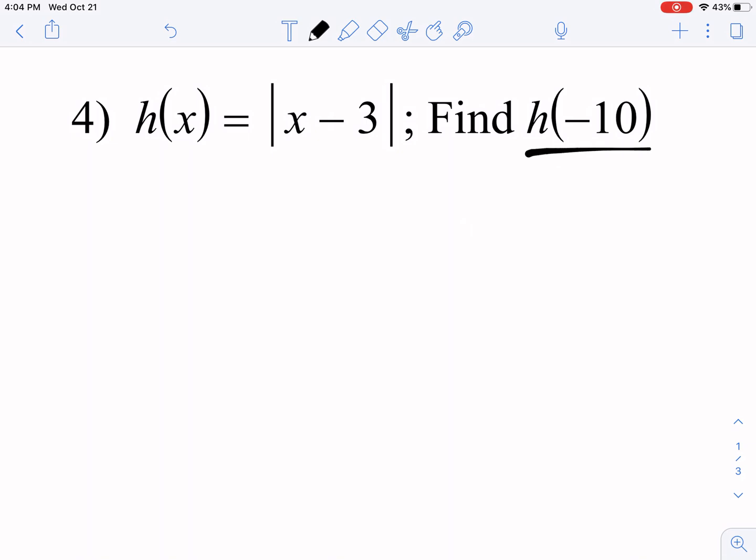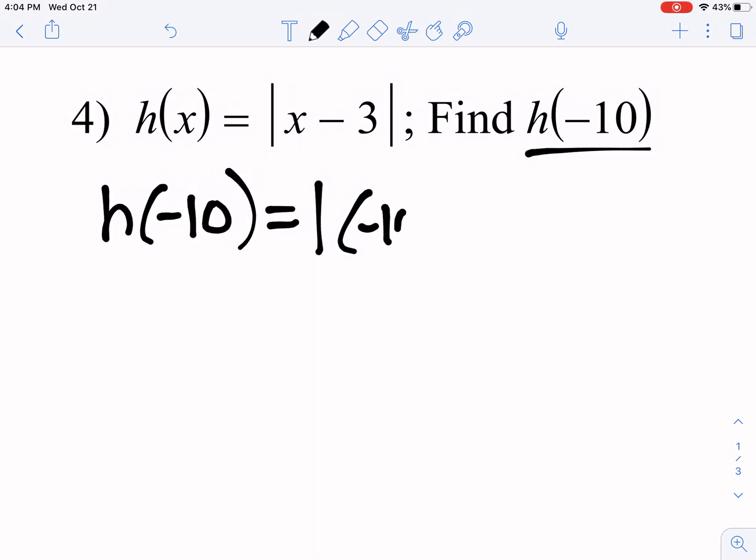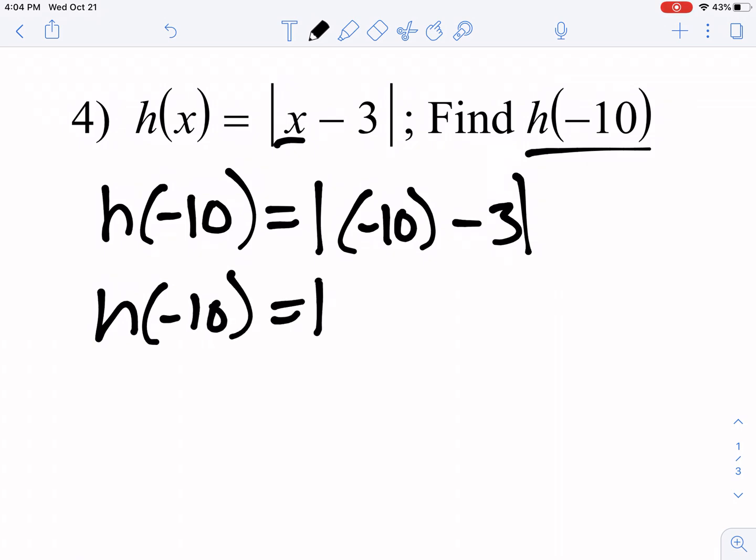So this says find h of a negative 10. So what is my output when I plug in a negative 10? So h of a negative 10 here is equal to a negative 10, that's what we're plugging in for x, minus 3. Now there's nothing else happening on the outside, that's fine. So just focusing on the absolute value here, we have h of a negative 10 equals a negative 10 minus 3. Now in this case, is the parentheses really doing anything for us? No, we just use that to know that we're plugging it in for x. So really what we have here is a negative 10 minus 3, okay?